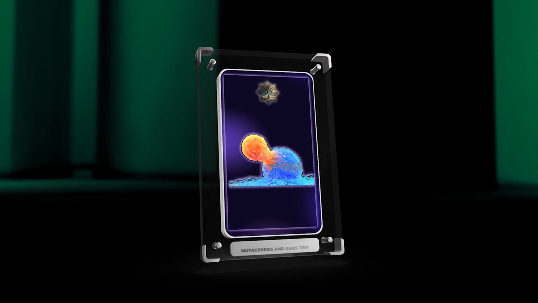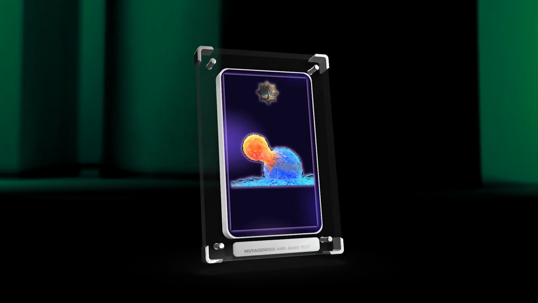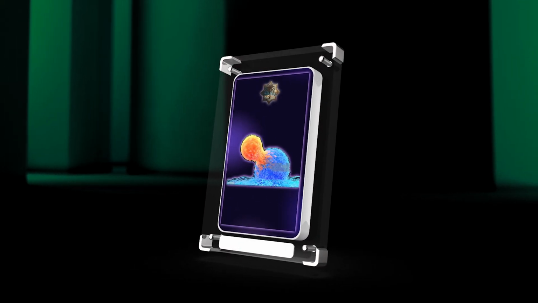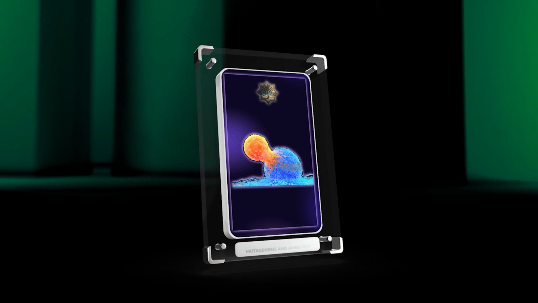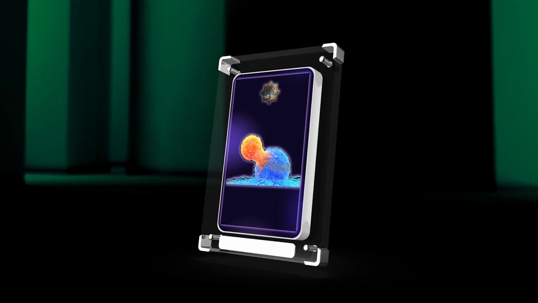In summary, knowing how errors in DNA replication lead to mutations is vital for understanding genetic diseases and cancer. The Ames test is a reliable way to measure mutagenicity. Advancements in genomics and genetic engineering will further our understanding of mutagenesis and help prevent diseases.